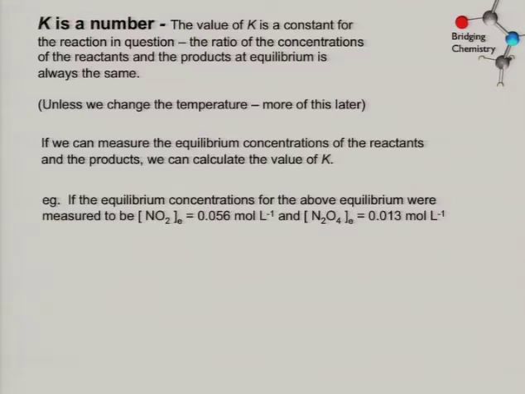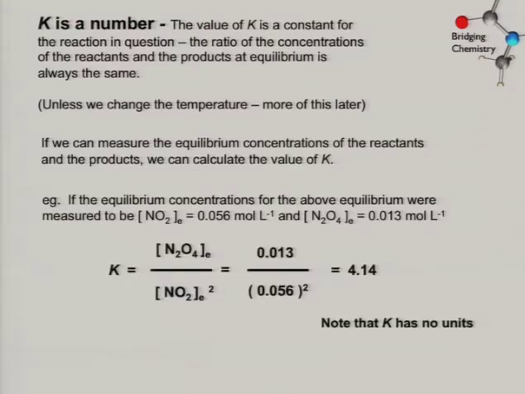Given those values, we can work out the K like this. We just have to write out our equilibrium constant expression first. Equilibrium constant equals the concentration of N2O4 at equilibrium divided by the concentration of NO2 at equilibrium squared. And then we just plug in the numbers and we work it out.